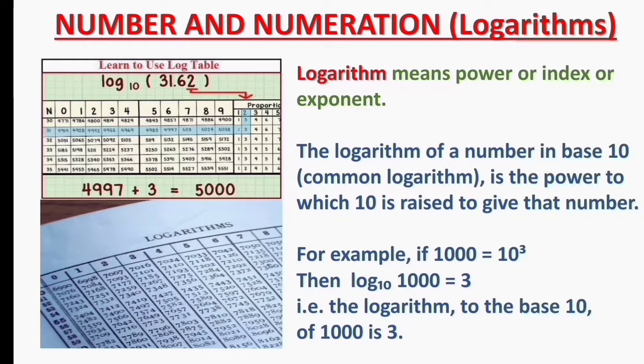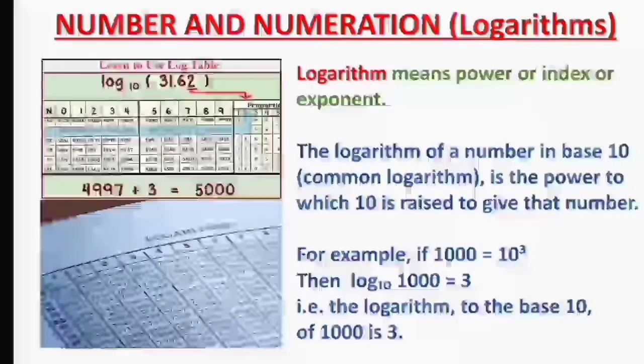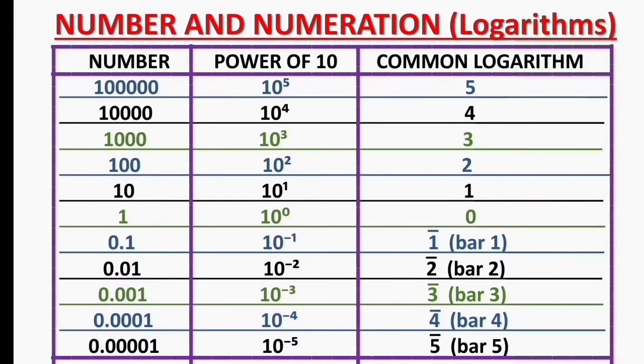Let's learn more about logarithms. Moving on, we have a table here for number, power of 10, and common logarithm. For 100,000, the power of 10 is 10 raised to power 5. Its common logarithm is 5. For 10,000, the power of 10 is 10 raised to power 4. Its common logarithm is 4. For 1000, the power of 10 is 10 raised to power 3. Its common logarithm is 3, and so on.